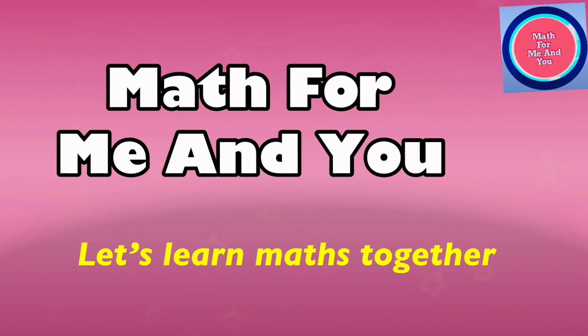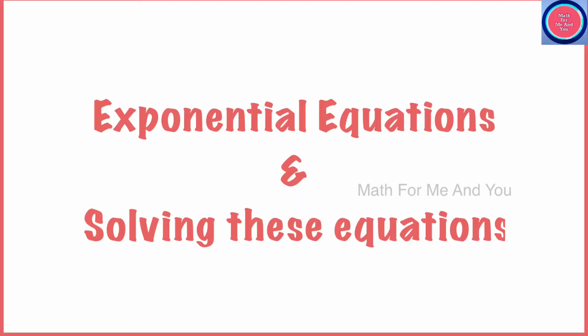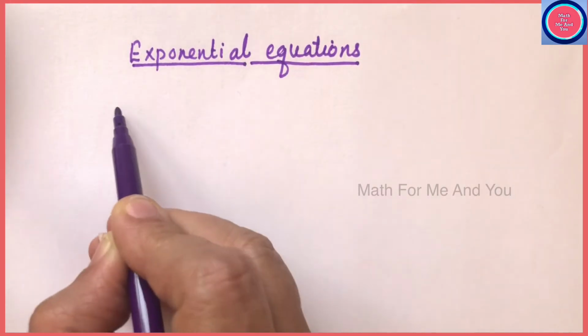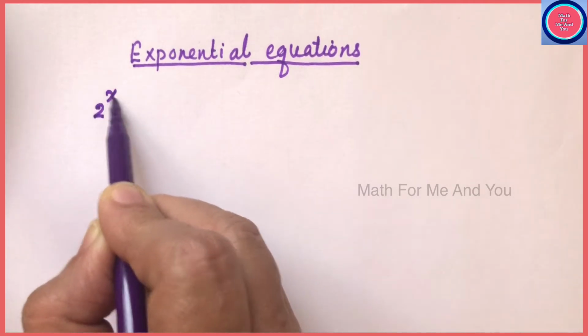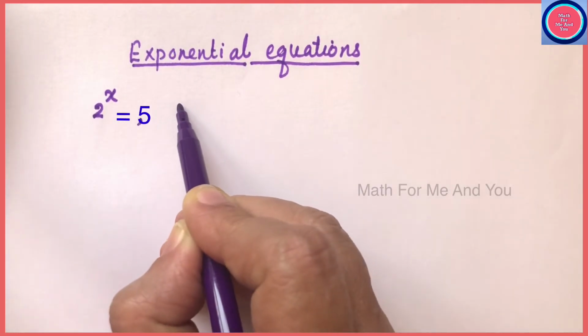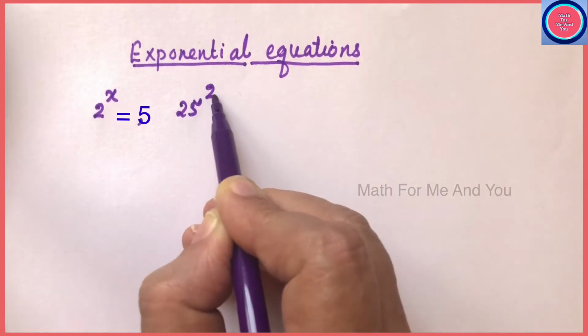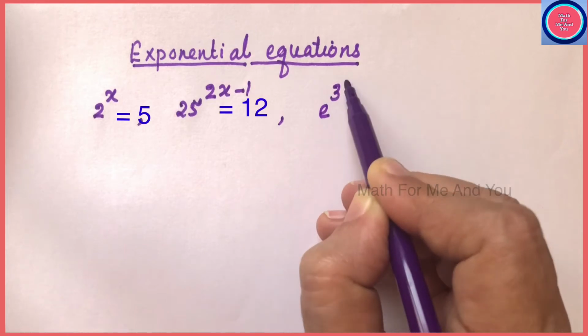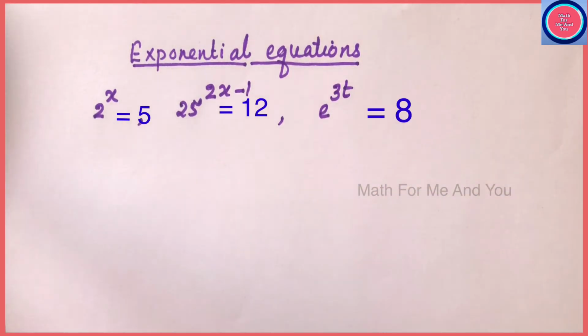Let's learn maths together. Hello, in this video we can see what are exponential equations and how can we solve them. An equation where the variable is in its power position is called an exponential equation. Some examples are 2 power x equals 5, 25 power 2x minus 1 equals 12, e to the power 3t is equal to 8. All these types of equations are called exponential equations, and we can see here the variables are in their power positions.